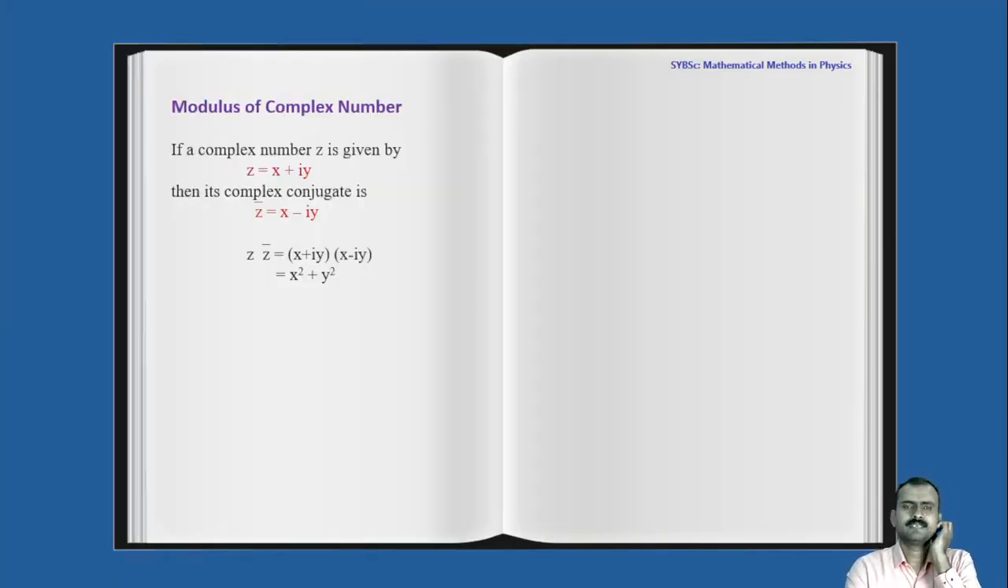Now we can see the next terminology, the modulus of a complex number. Suppose the complex number z is given as z equals x plus iy, then its complex conjugate is z bar. We can find its complex conjugate as z bar equals x minus iy. The imaginary part is changed to negative. If we multiply the complex number and its complex conjugate, z into z bar, that is x plus iy into x minus iy, by multiplying these factors we get x square plus y square.